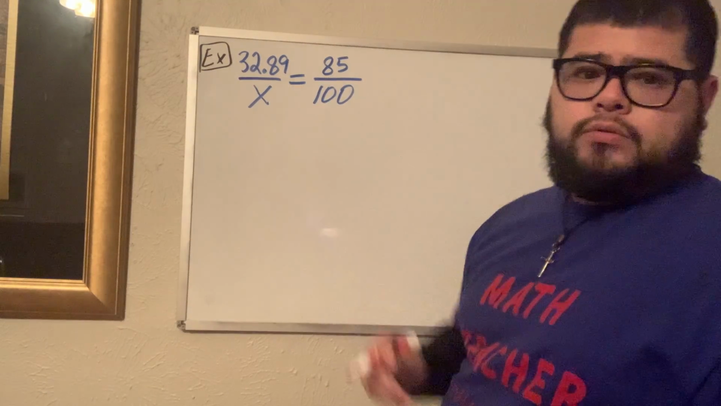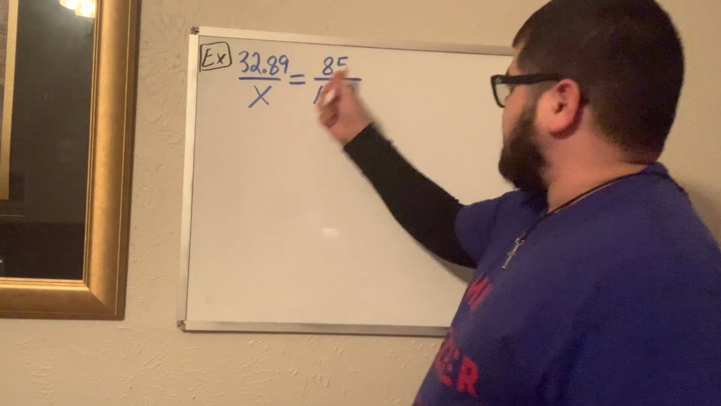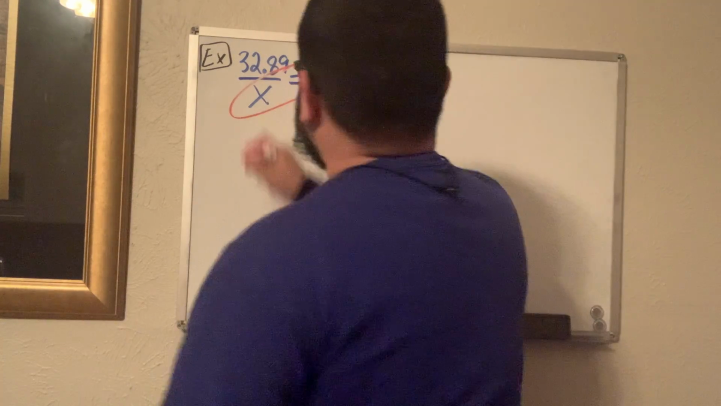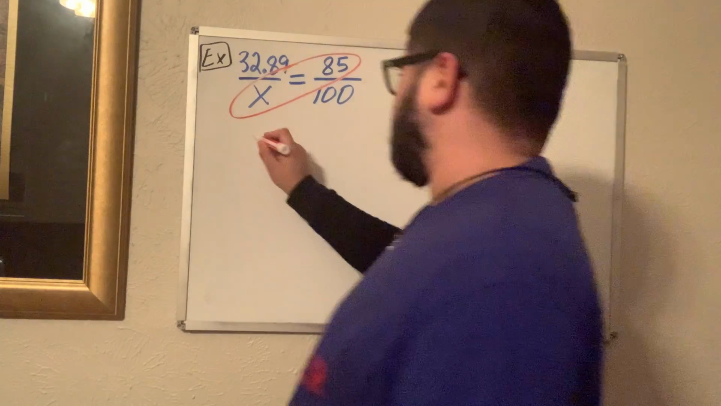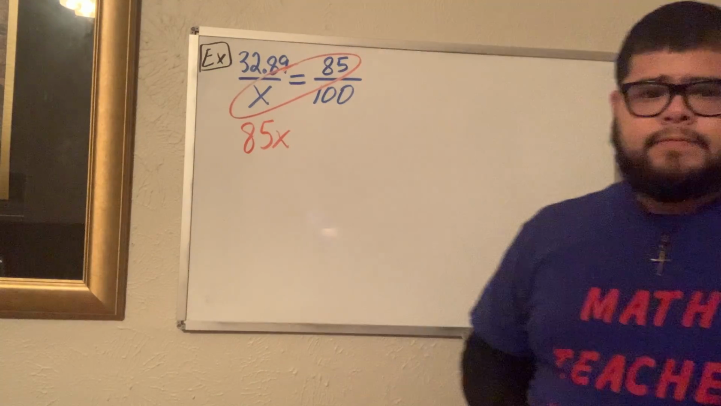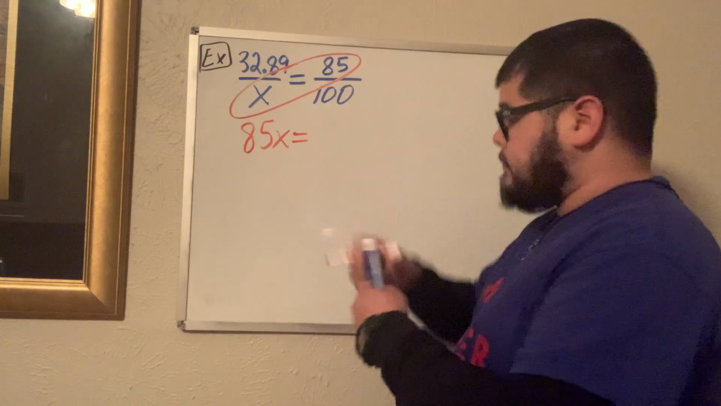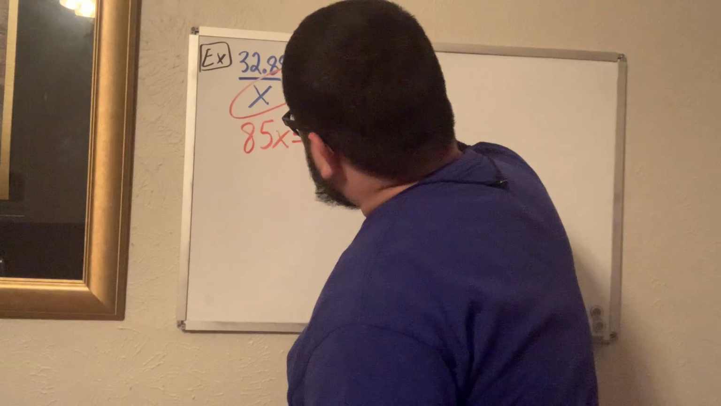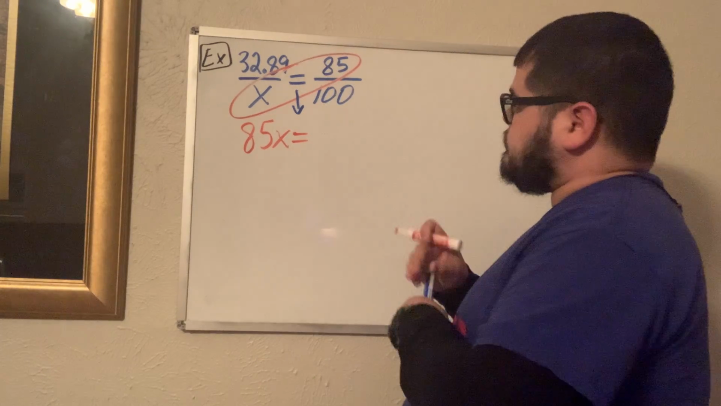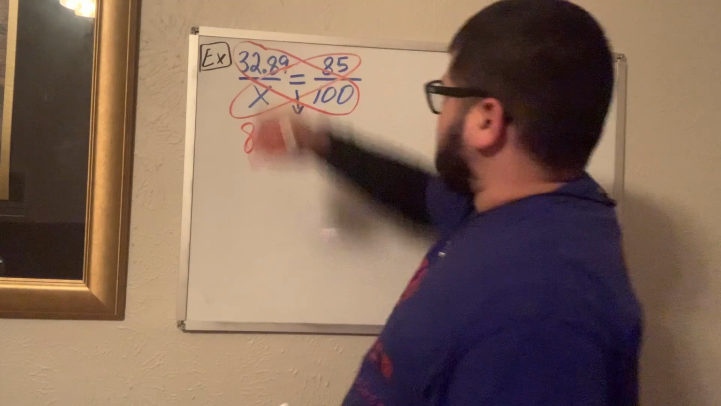We start with the variable, right? We always start with the variable. We have X times 85, which will get us 85X. Equal sign will come straight down like we know. And then we're gonna multiply 32.89 times 100.